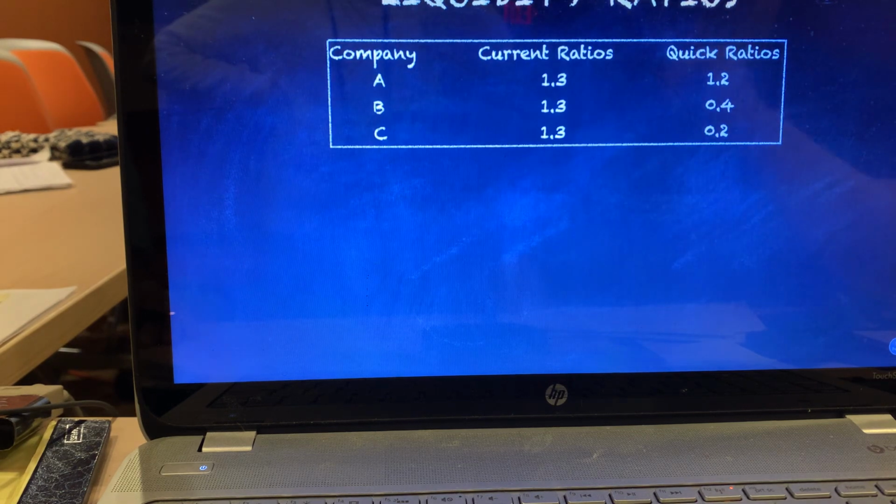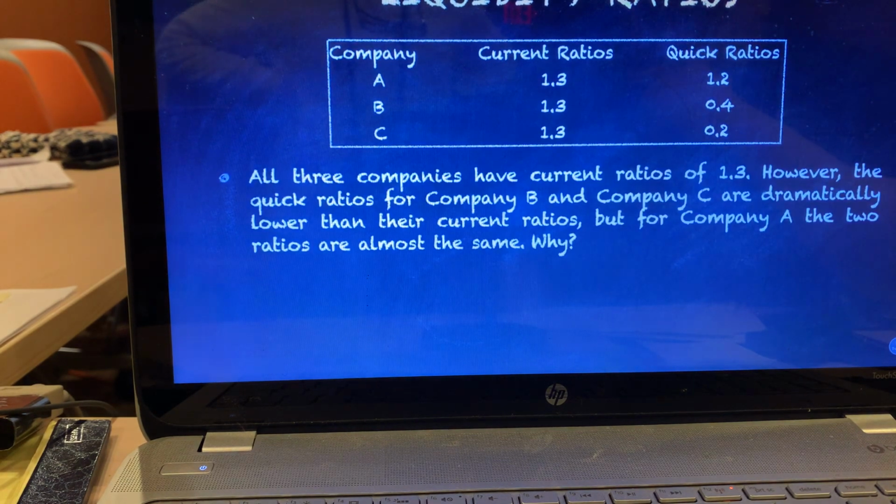Let's take an example. Let's say there are three companies, Company A, B, and C, and their current ratios and quick ratios are shown in the table. All three companies have current ratios of 1.3. However, the quick ratios for companies A, B, and C are dramatically lower than their current ratios.